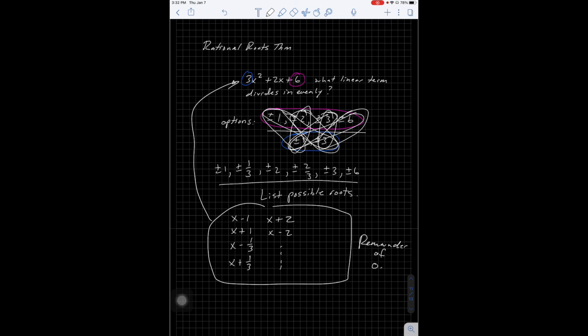So I think a couple of your homework problems say, use the rational roots theorem to list out all the possible roots. And what they're looking for is this list right here.